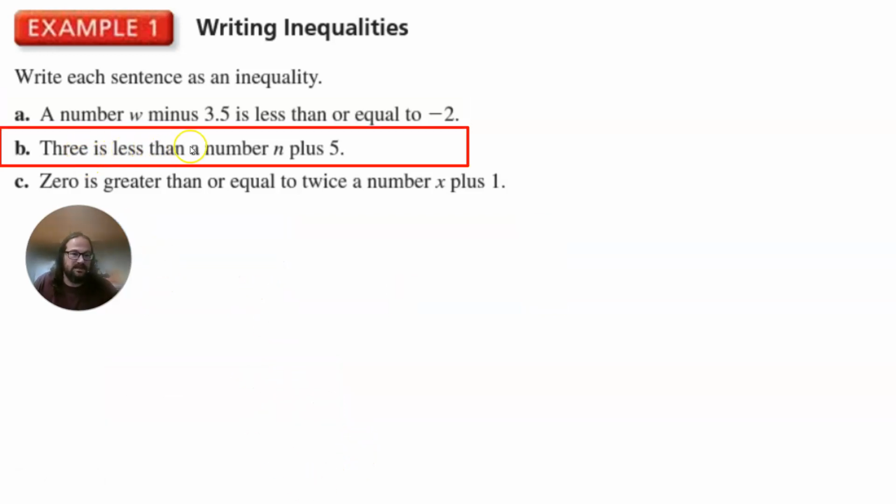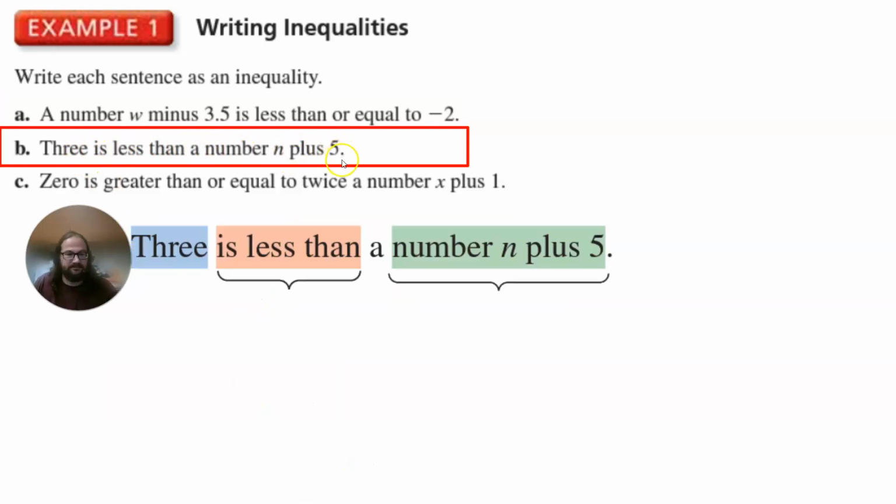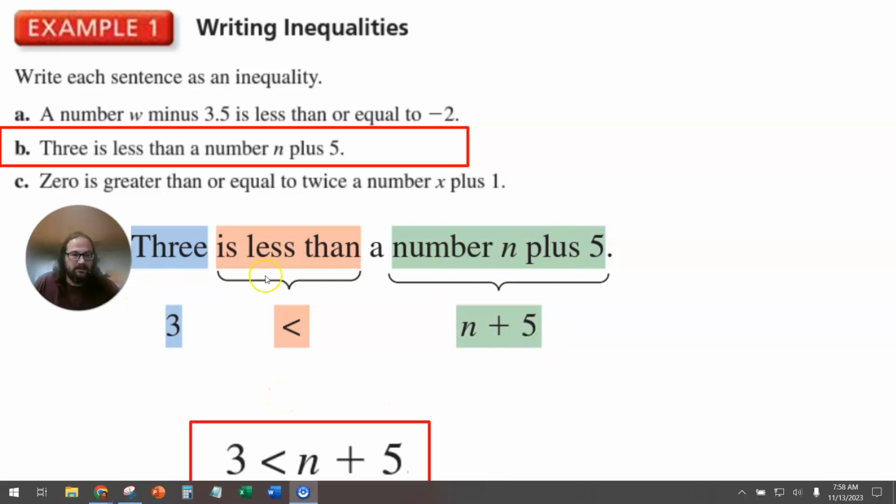B: 3 is less than a number n plus 5. So we get three parts here. We got one side of the inequality symbol, and then the other side of the inequality. So 3, we just write 3, is less than, that's going to be our less than symbol, a number n plus 5, that's n plus 5. Put all those parts together and you get this inequality: 3 is less than n plus 5.